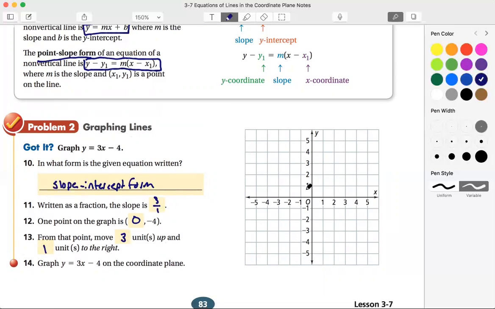So step 1, I graph 0, negative 4. I go up 3 units, 1, 2, 3, over 1. And I can do that again. Up 3, 1, 2, 3, over 1. And then I'm going to connect the dots with this little line as much as possible. So there we go.